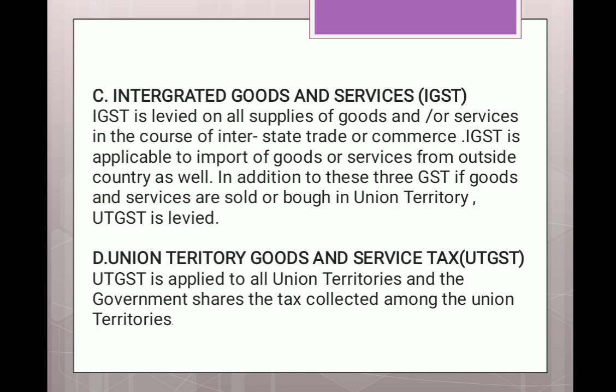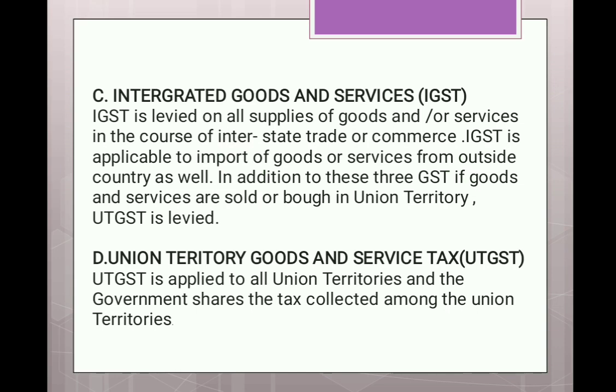And then the last one is UTGST, Union Territory Goods and Service Tax. This tax is applicable when the supply is made within the same union territory. For example, Andaman and Nicobar is a union territory, and if the supply is made within Andaman and Nicobar, then UTGST is applicable.